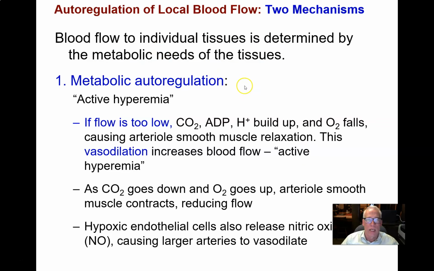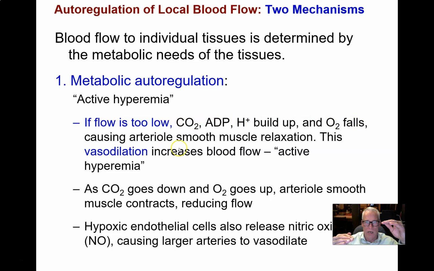Well, the main mechanism is called metabolic autoregulation, or active hyperemia. Hyperemia just means extra blood flow. Let's see what's going to happen. If blood flow is too low for the metabolic activity of a tissue, CO2 produced metabolically is going to accumulate. Oxygen is going to start to decline as the cells are using up the oxygen. Some lactic acid will be produced, some hydrogen ions will build up. They also are produced from CO2. So oxygen's down, CO2's up, hydrogen ions are up.